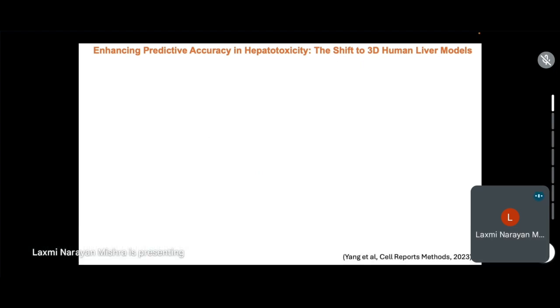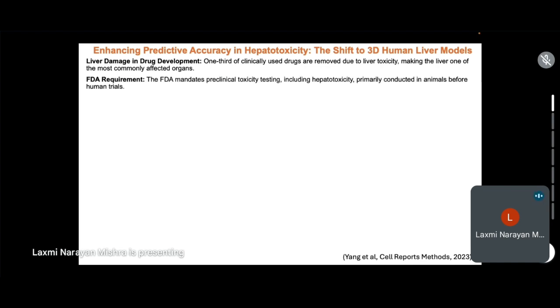One example that I would like to give is how a hepatotoxicity study has changed. We were in the 2D system, we are going to the 3D system, and this is one example, the shift to 3D liver models. Liver damage in drug development is very common, as I mentioned before. One third of clinically used drugs are removed due to liver toxicity, making the liver one of the most commonly affected organs.